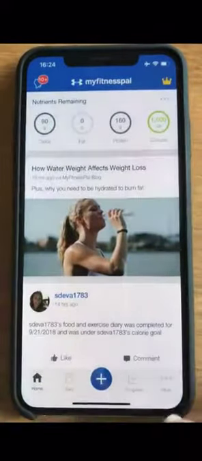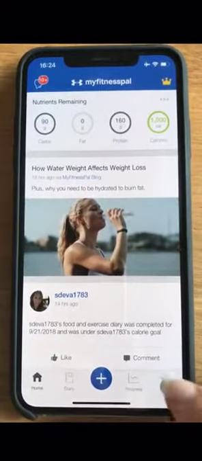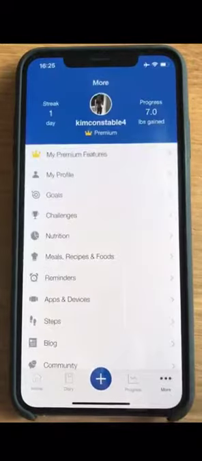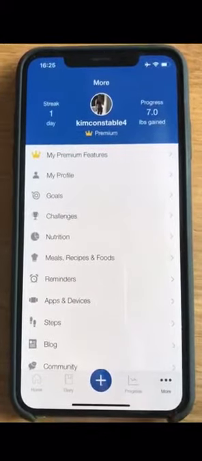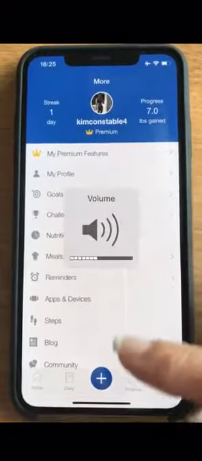So the first thing you're going to want to do whenever you log into MyFitnessPal is to go down here to these three little dots on the bottom right hand corner and click More. When you click More, it takes you here into your menu.